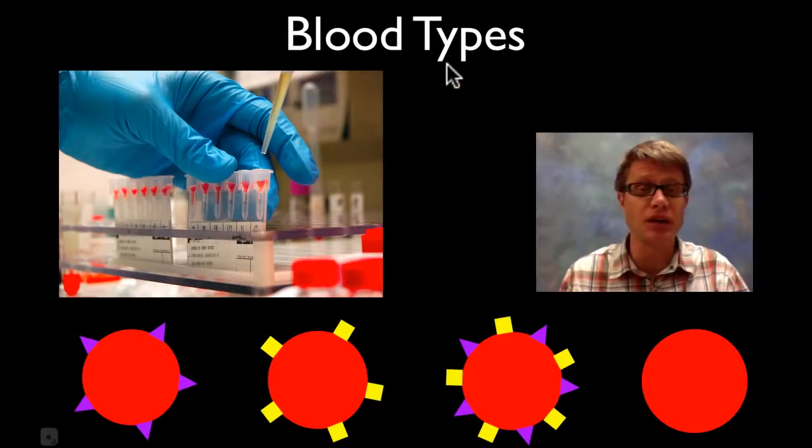Blood typing wasn't that big a deal back in the day because when we were cavemen, this whole idea of transfusing blood from one person to another didn't really exist. But with modern medicine, it's actually become a really big deal.